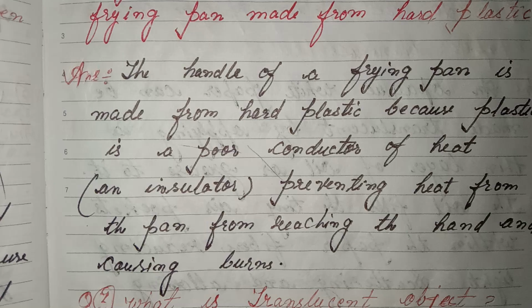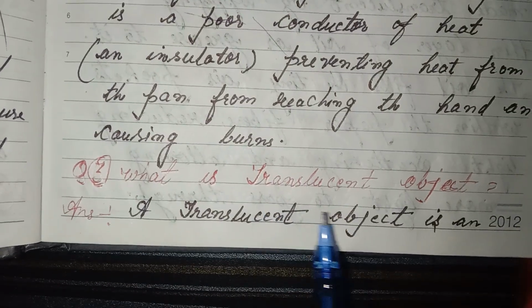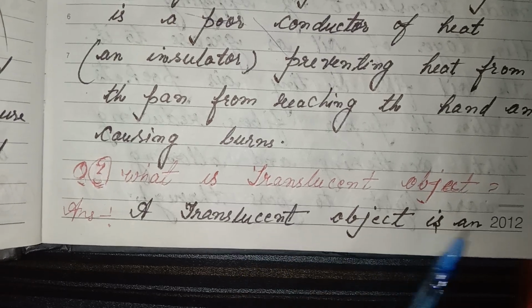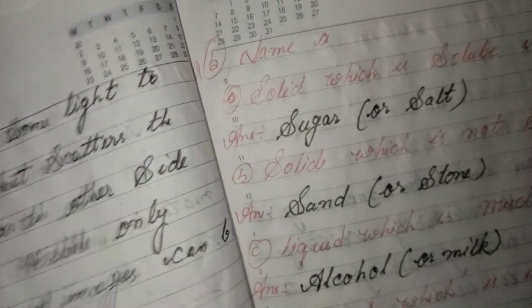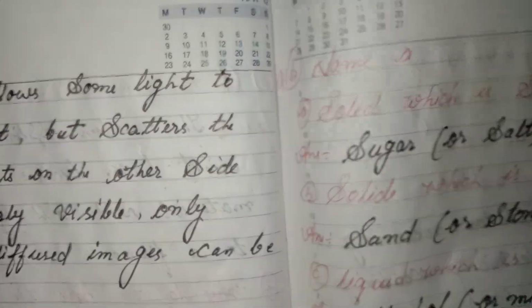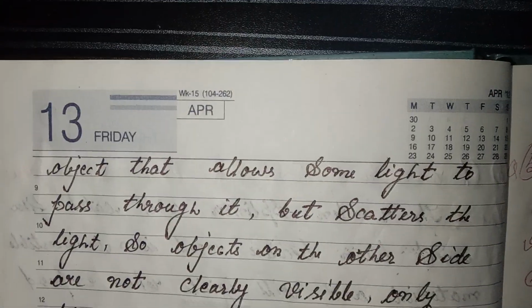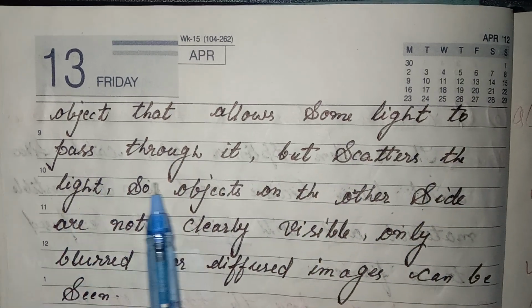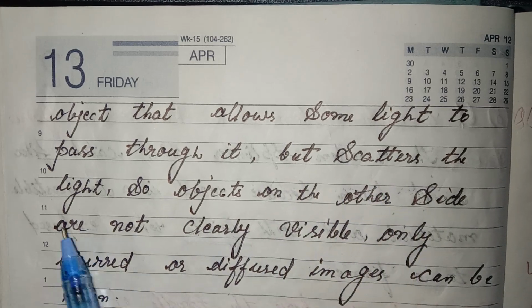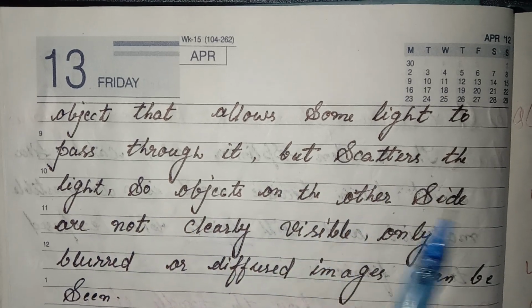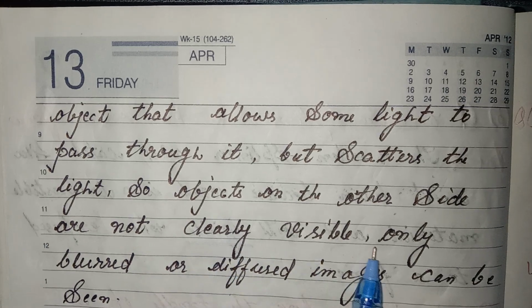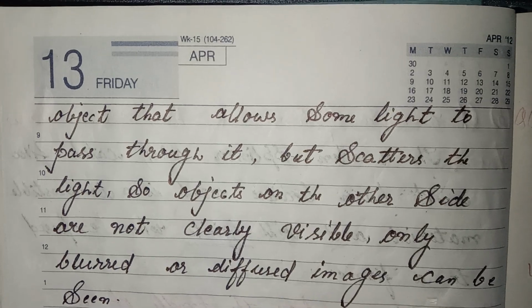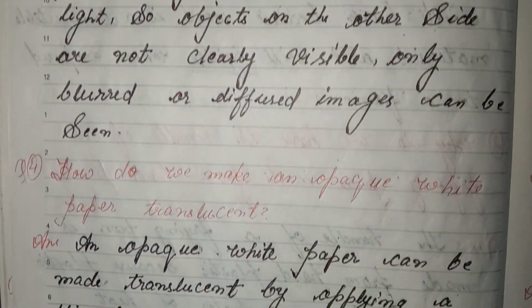Third question: what is a translucent object? Answer: a translucent object is an object that allows some light to pass through it but scatters the light, so objects on the other side are not clearly visible. Only blurred or diffused images can be seen.